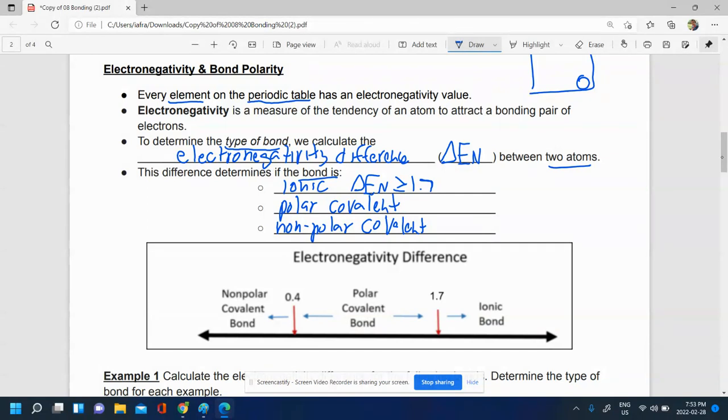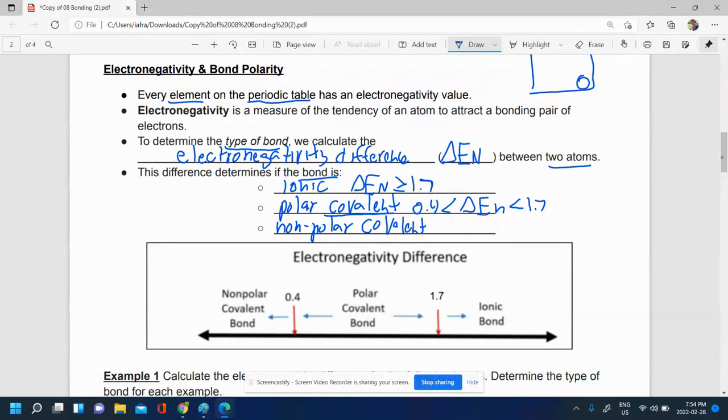For polar covalent, the covalent indicates that there's a share, but the polar part indicates that the share is unequal. So the difference between the two elements is low enough that they can share, but high enough that it's not an equal share. One of the atoms holds the electrons a little bit closer to itself compared to the other. And typically for this, we're going to see an electronegativity difference that's less than 1.7, but greater than 0.4.